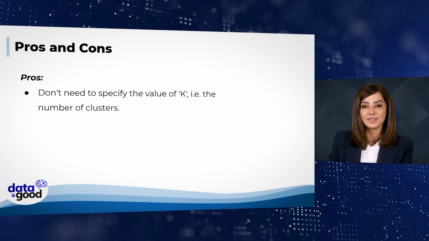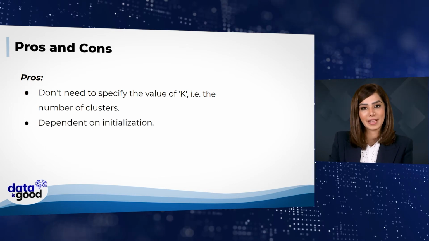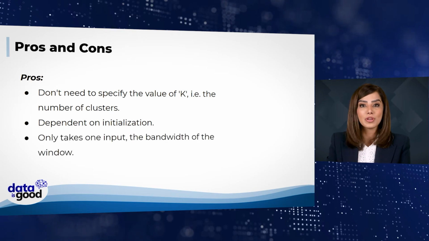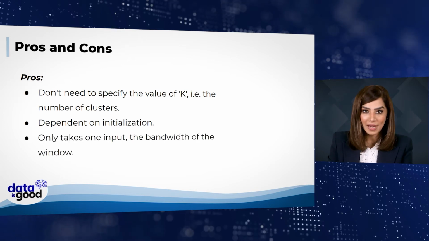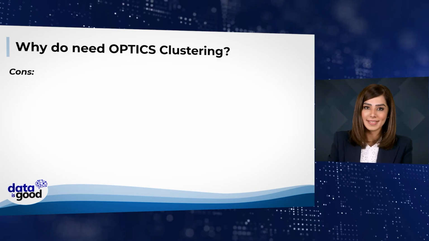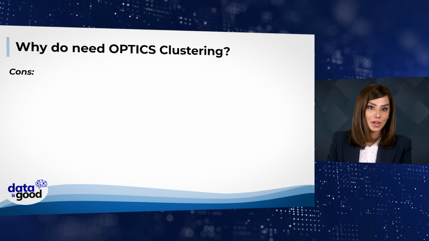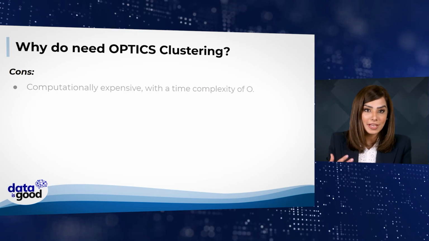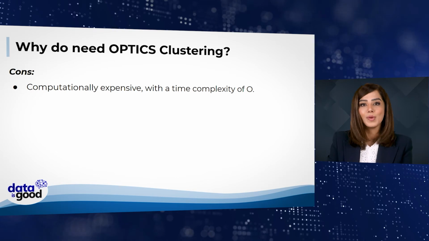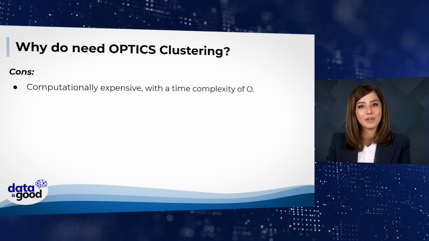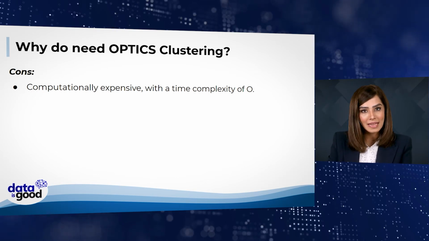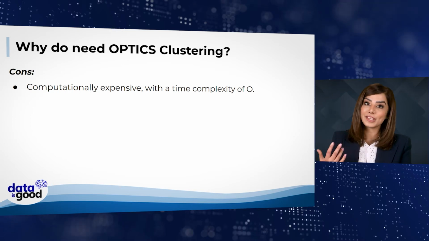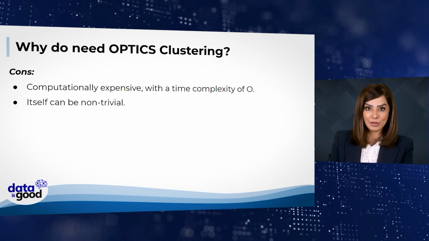Output of mean shift is not dependent on initialization. The algorithm only takes one input, the bandwidth of the window. Cons: Mean shift performs a lot of steps, so it can computationally be expensive with a time complexity of n squared. The selection of the bandwidth itself can be non-trivial.